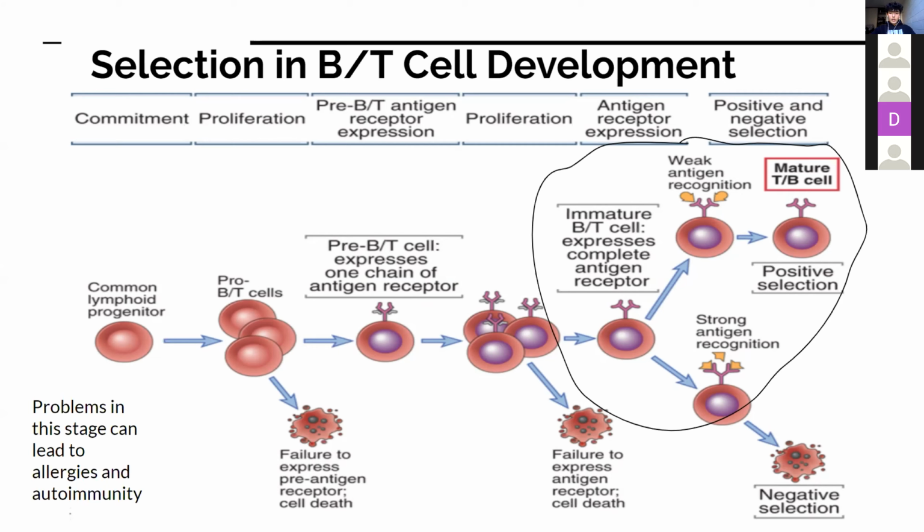the main thing to know is what I've circled there, which is that you want your B and T cells to have a weak antigen recognition, and then they'll get positively selected and continue to proliferate. You don't want strong antigen recognition because that's what can lead to autoimmunity and allergies, because you get too extreme of a response and a hyperactive T cell, effectively. Okay, cool. Let's move to the next slide.